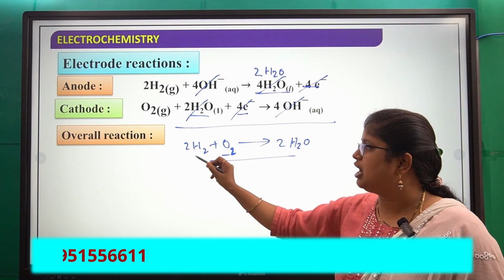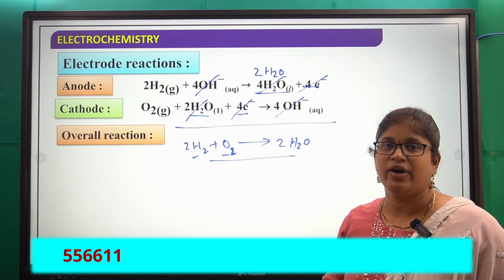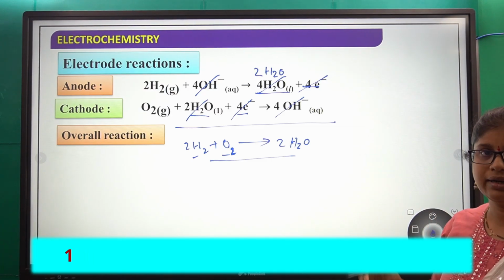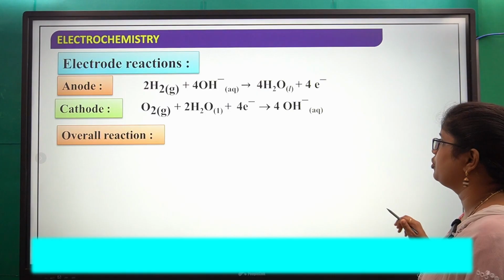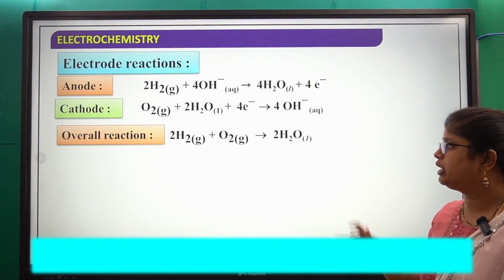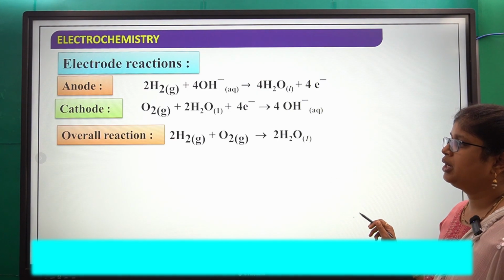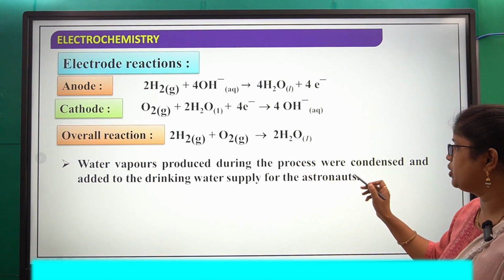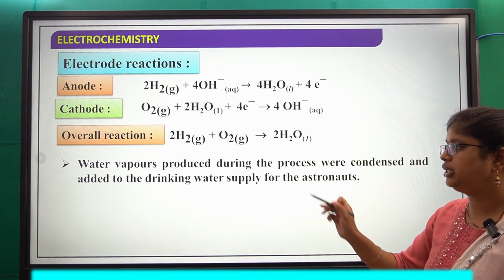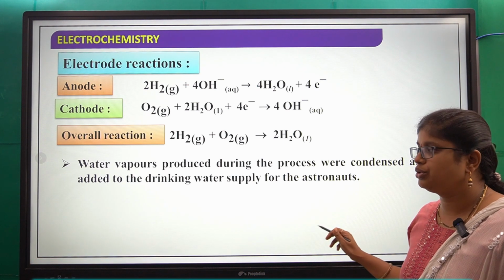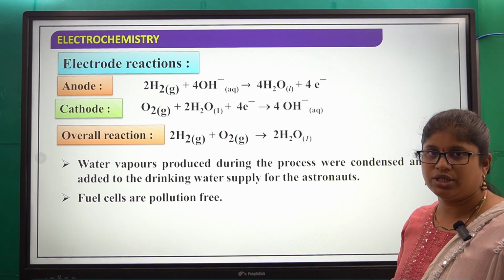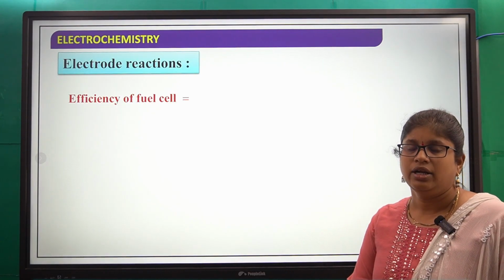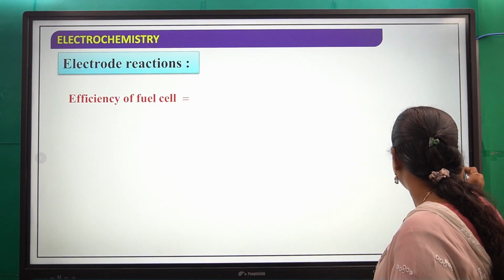This is the combustion of hydrogen gas. Combustion of hydrogen gas produces some energy, and that energy is directly converted into electrical energy in these fuel cells. So 2H2 plus O2 gives 2H2O is the overall reaction. Next, water vapors produced during the process are condensed and added to the drinking water supply for the astronauts. Fuel cells are pollution free. Why? Because they are not releasing any poisonous gases, right? So that's why these are eco-friendly or pollution free.